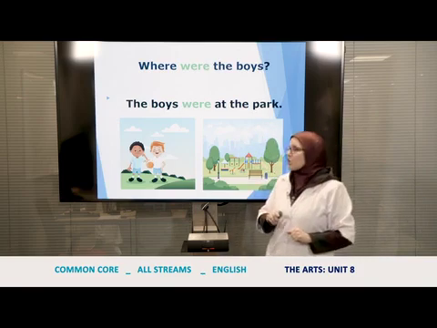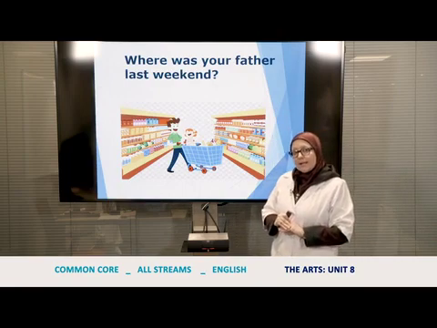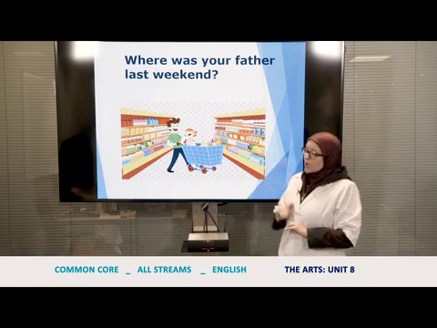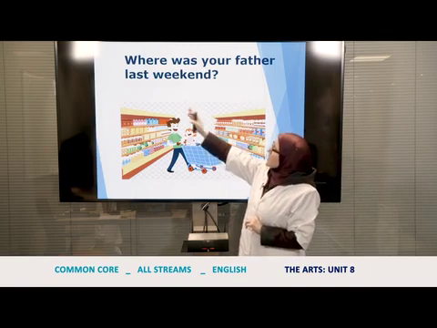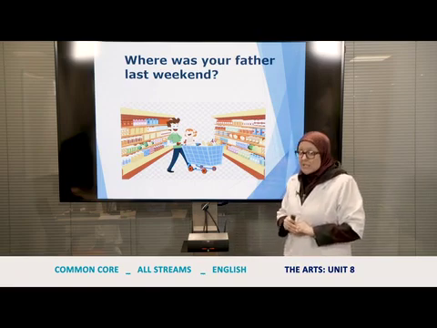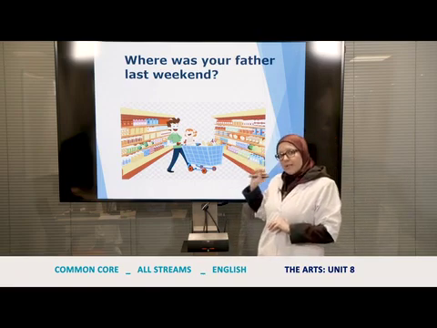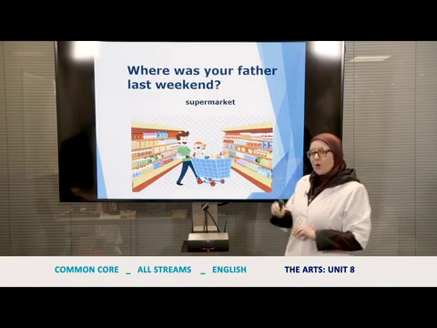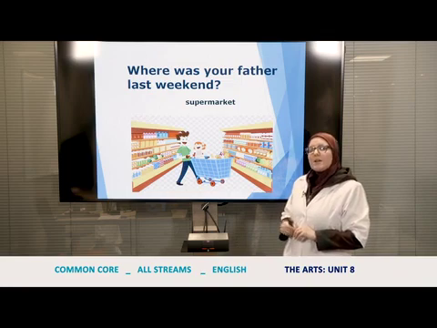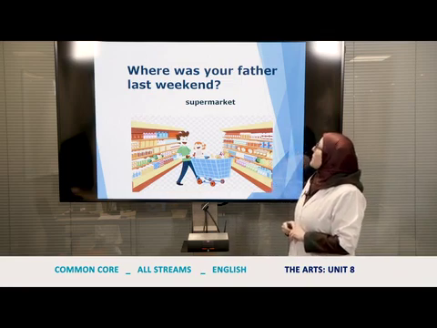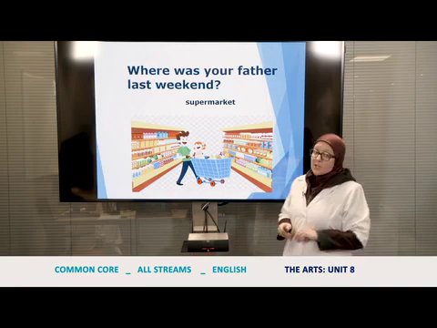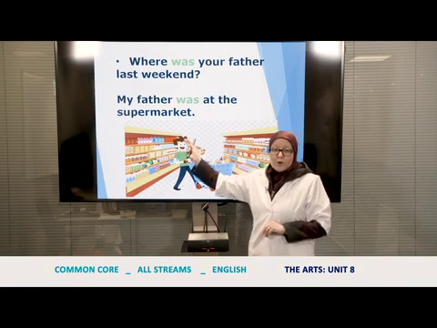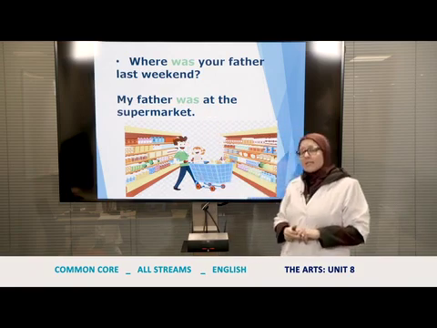The next question. Let's have a look at the second question. Where was your father last weekend? Again, this is a question. We have the verb to be in the past and we have an indication of the past, which is last weekend. So, can you guess the place? I'm sure you can do it. So, it's a supermarket. Now, make the sentence using the verb to be and an indication of the past. So, the answer is my father was at the supermarket, if you want to add last weekend.